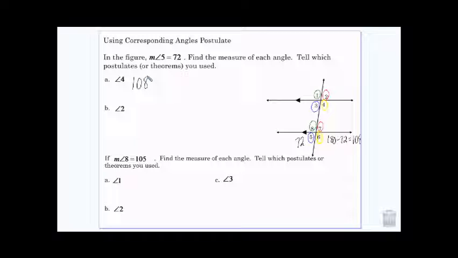Well, angle 5 is still 72, and I want to find out angle 2. Angle 2 and angle 7 are the same. Do I know anything about the relationship between 5 and 7? They're vertical angles, right? We have a cross. So they're the same. So 5 is the same as 7, and 7 is the same as 2.